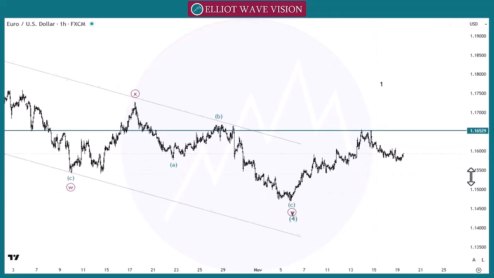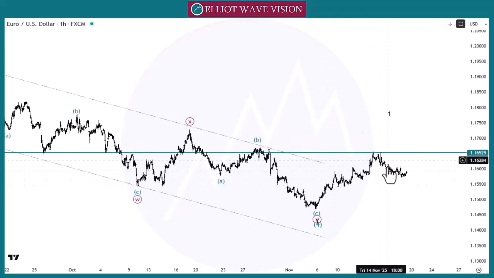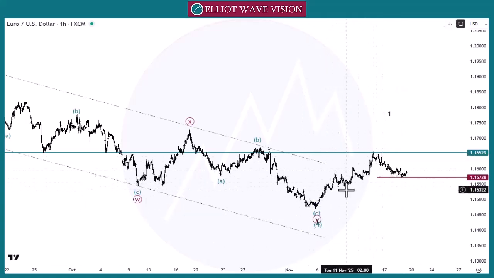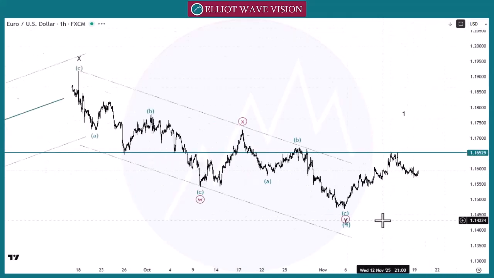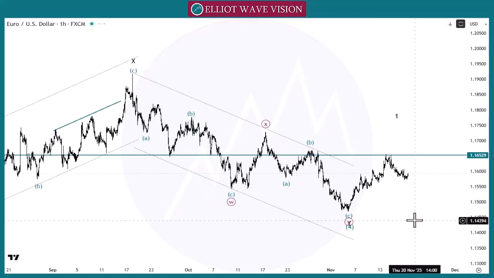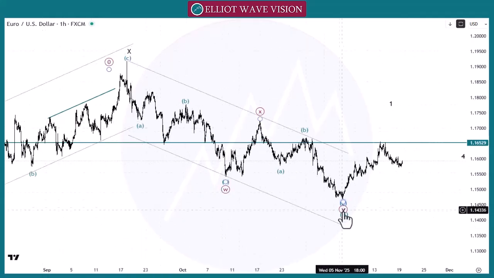But still we count this move like wave 1 and wave 2, if the market does not cross this point. Then we count it like wave 1, wave 2, and then the market goes towards the bullish side. So now we are waiting for the market. So let's talk about this last leg. The market behaves like WXY.